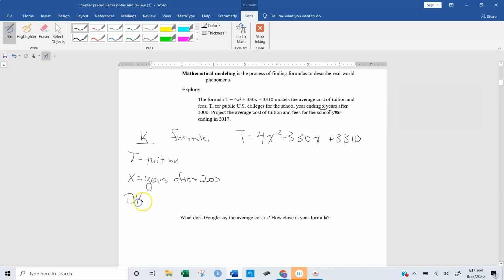So this means I have to find, it says project the tuition, so I'm finding T for the school year 2017. Well, 2017 means that X has to be equal to 17 because it's years after 2000. So 2017 minus 2000 is 17. So what they're really asking me to do is plug 17 in for this X. So you're going to do 4 times 17 squared plus 330 times 17 plus 3,310. And that's going to be my tuition.